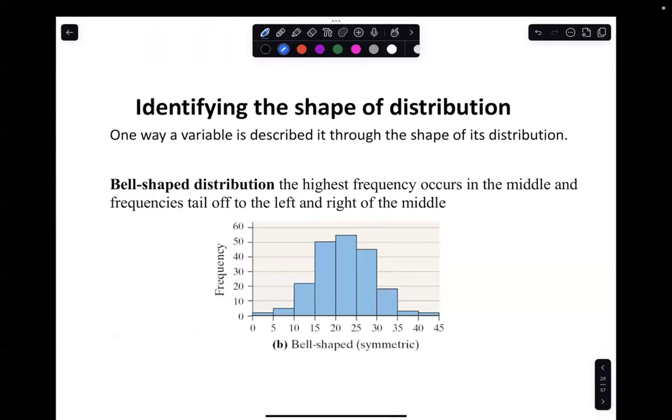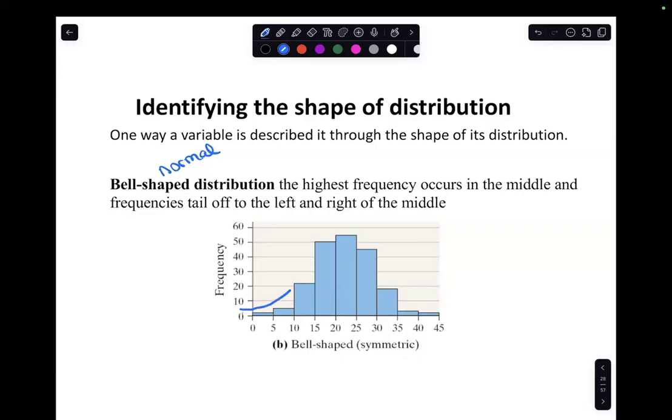Next one. This one is lovely. This is the gold standard. This is what we want to see. This is what we use the most in this class, a bell-shaped distribution, also called normal. Normal or bell-shaped. Once again, it is symmetric. Symmetric just means that if I draw a line down the middle and fold it on itself, it would land flat on itself. The two sides would mirror each other. So this is nice, pretty.